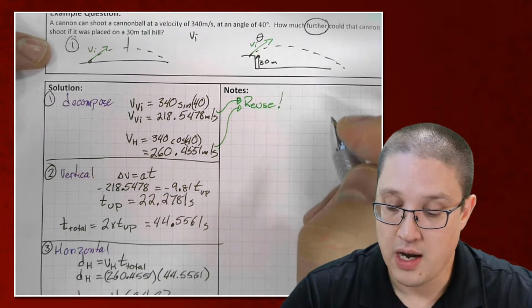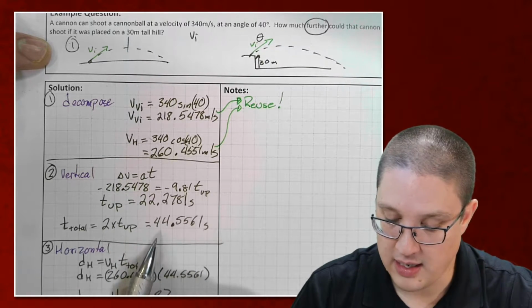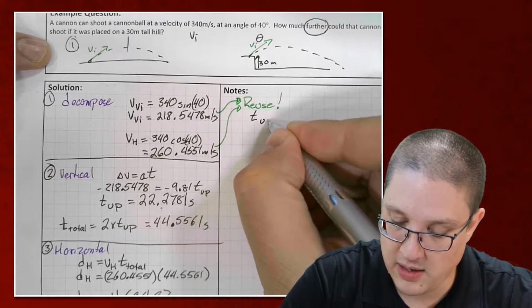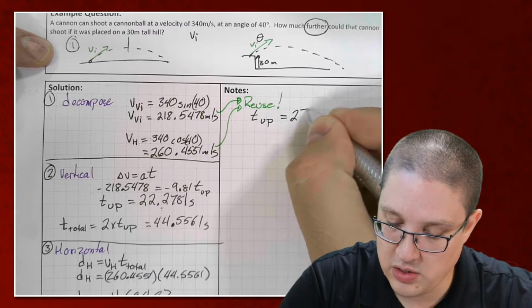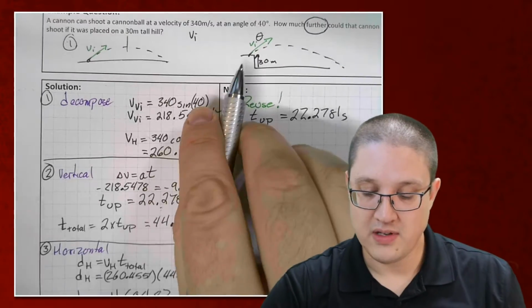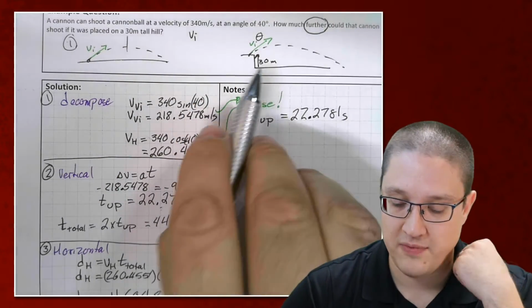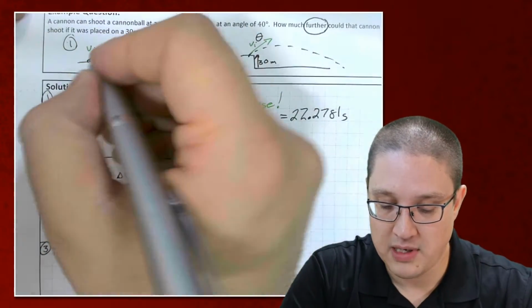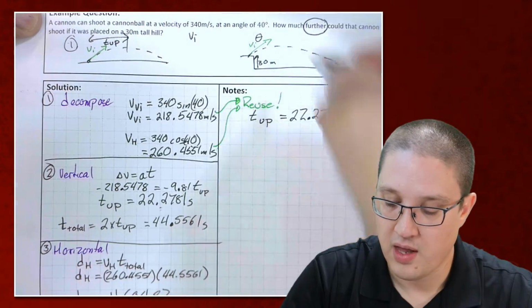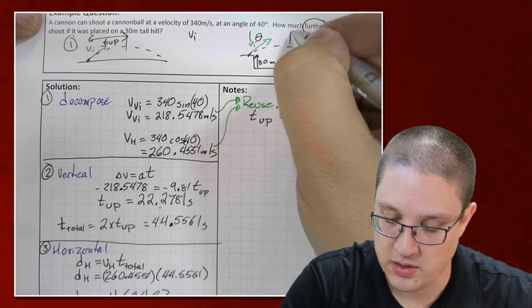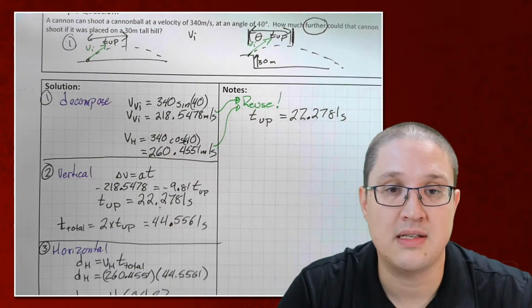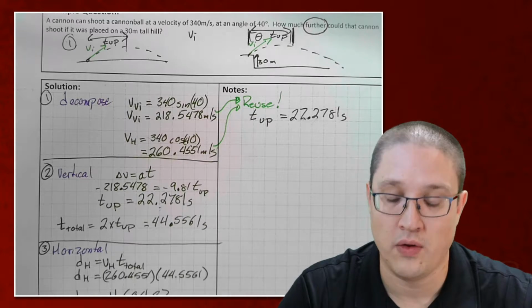Now notice my T up is going to be the same as when I'm not on a hill. So my T up is going to be 22.2781 seconds. I have the same cannon, firing the same cannonball at the same velocity from the top of the hill. The time it takes to go from here to here, this is my T up. In this case, the time it takes to go from there to the apex of this is going to be exactly the same. It's the same cannon, the same cannonball, the same initial velocity, all that sort of stuff.